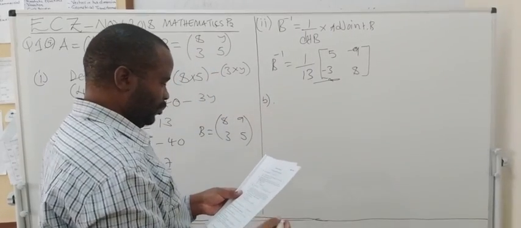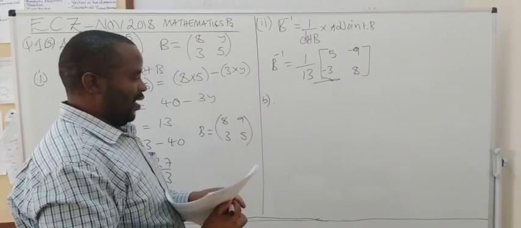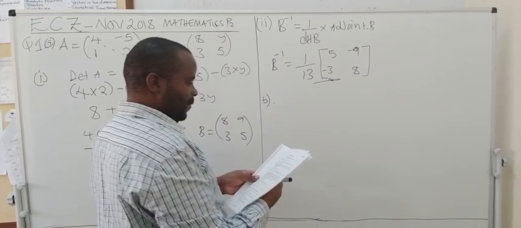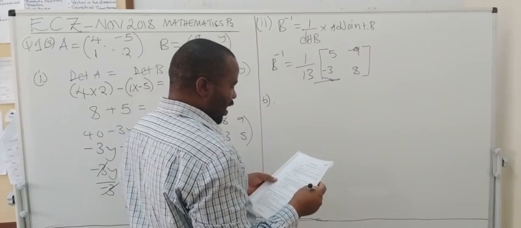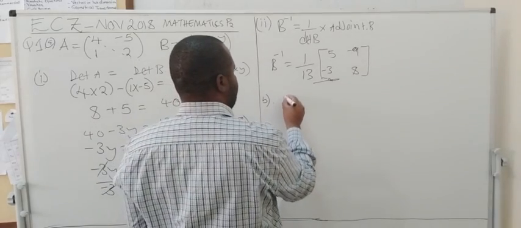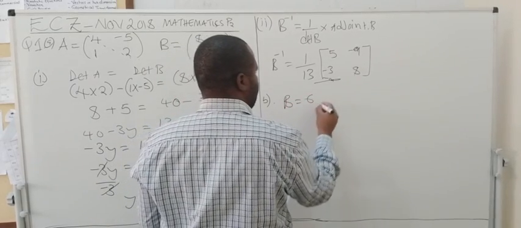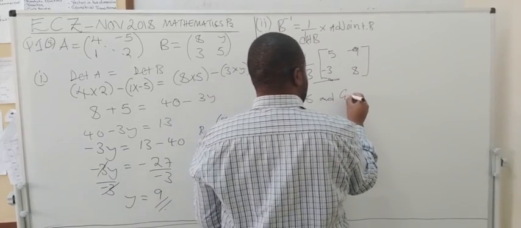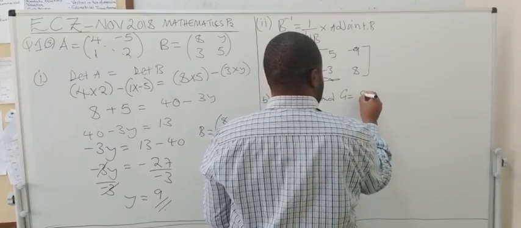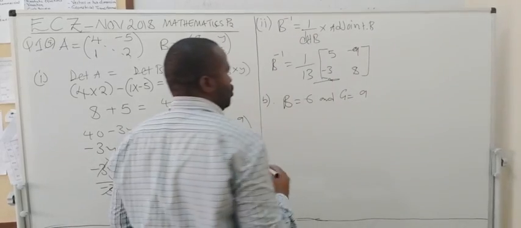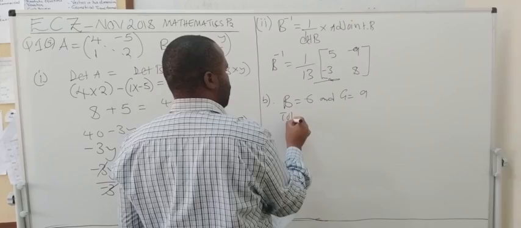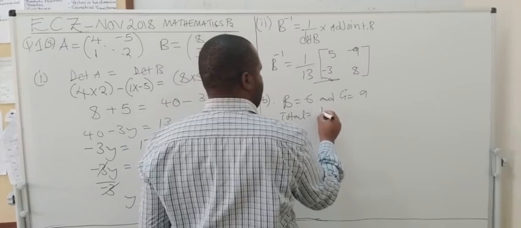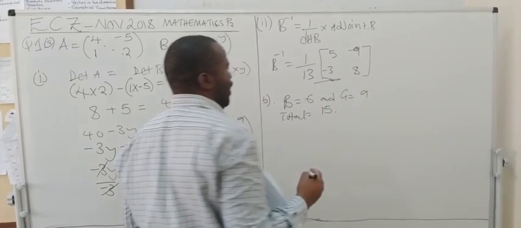B. A small bag contains 6 black and 9 green pens. So black, there are 6, and green, there are 9. Alright? So when you add here, the total number of pens is 15. Okay, that's what we have.